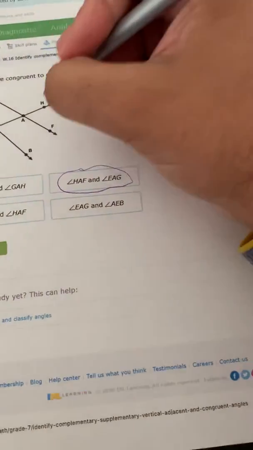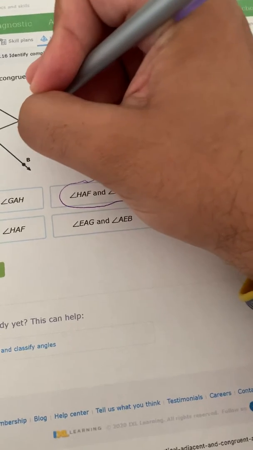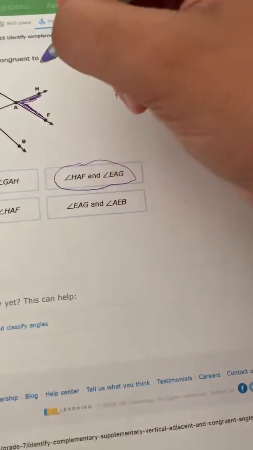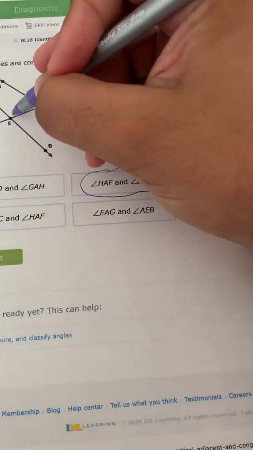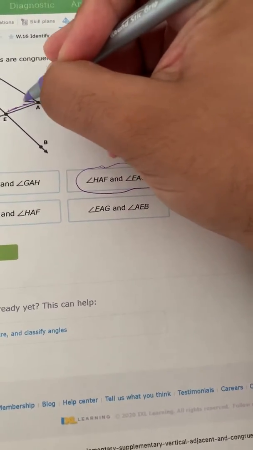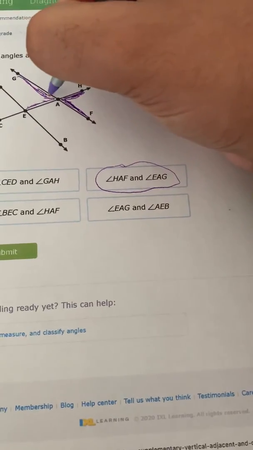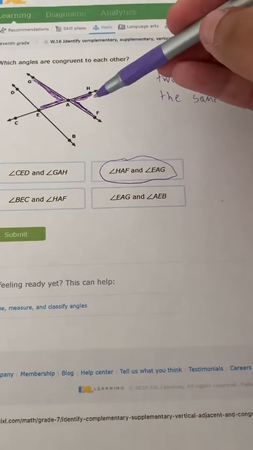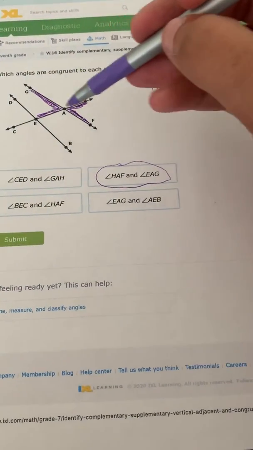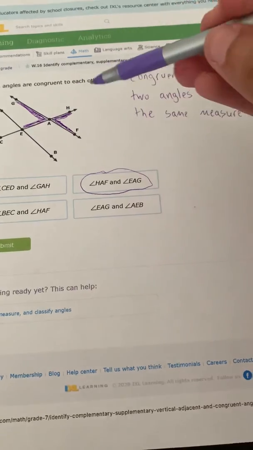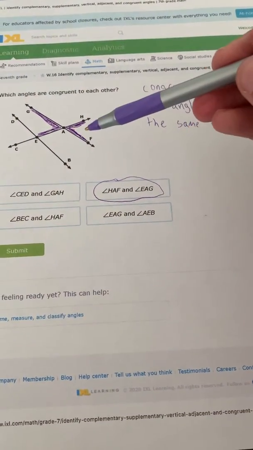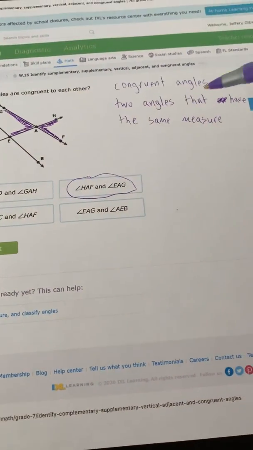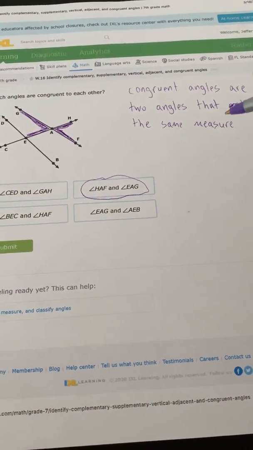Why is that? Because look, angle HAF is right here, and angle EAG is right here. So if you notice, they're directly across from each other. So when they're directly across from each other like that, that's called vertical angles. And we learned vertical angles have the same measure. So that means these two are the same measure. And the definition of congruent angles are two angles that have the same measure.